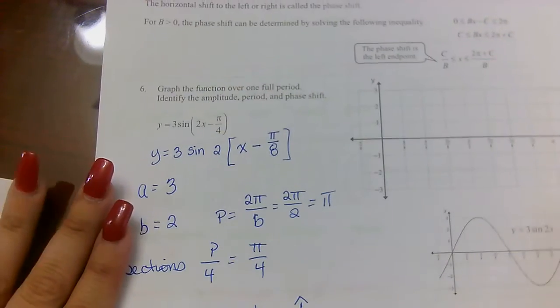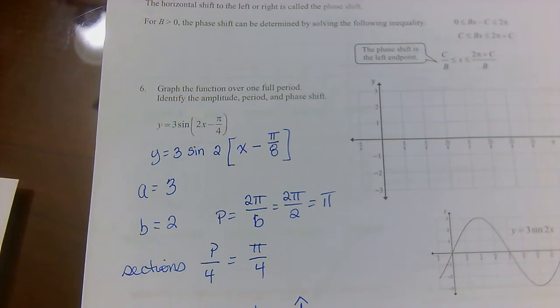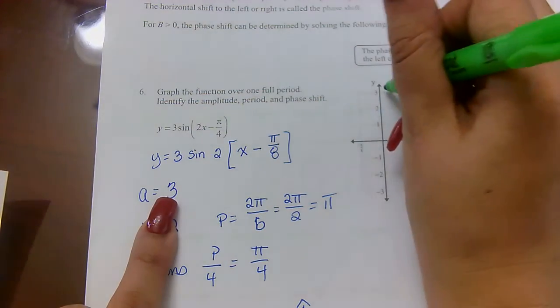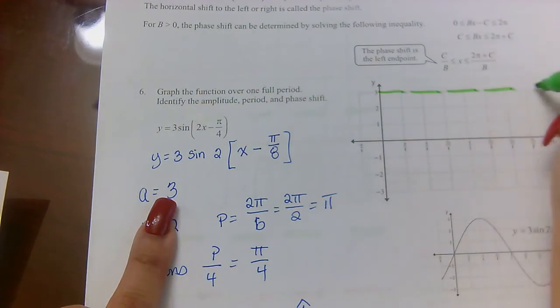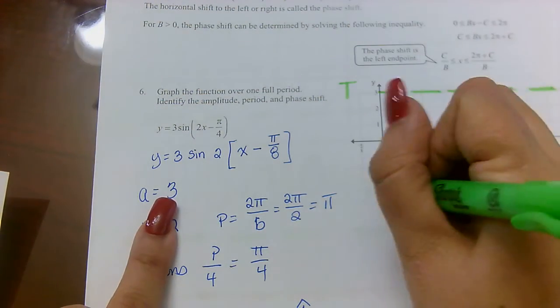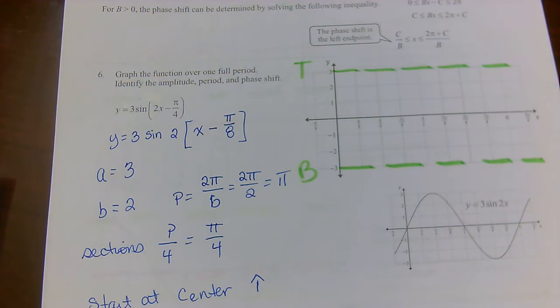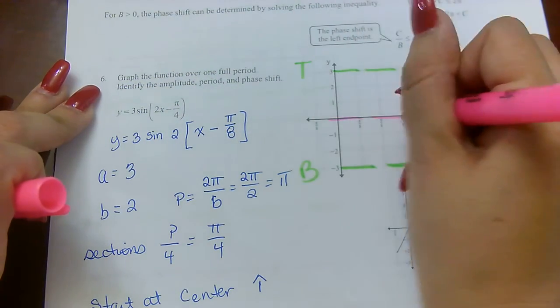Okay, so what I'm going to do at this point now is I'm going to go ahead and label some of these points. We determined that there's no vertical shift, so A is going to be 3, which means we have a top here and we have a bottom here. Okay, center is still going to be in the middle on our x-axis. I'm going to go ahead and draw that out too.